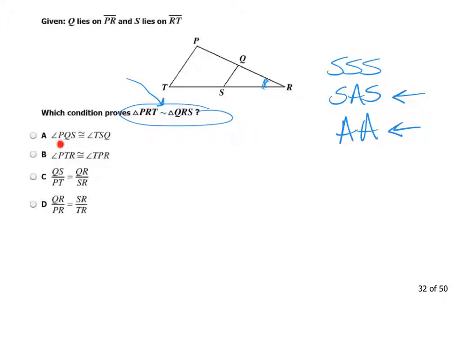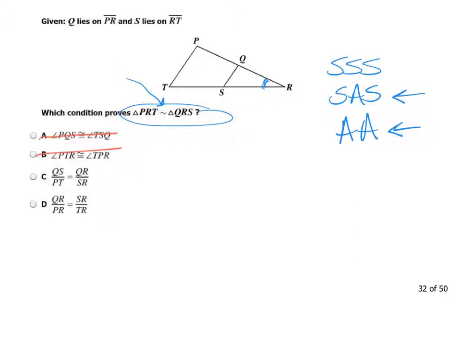So it's not going to be the first one, because if you look at the angle in the middle, Q and S, they don't match up, because Q here and S here are in the same triangle. This one is T and P in the middle. T and P are in the same triangle, so we can go ahead and eliminate A and B.